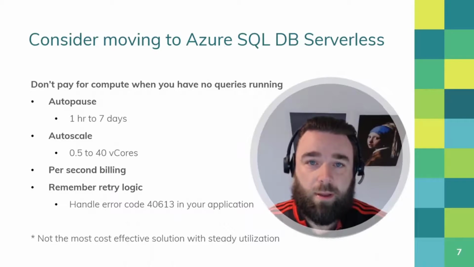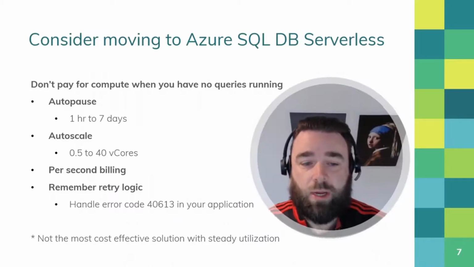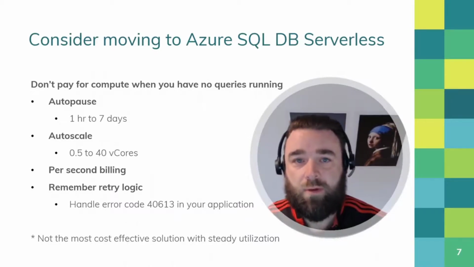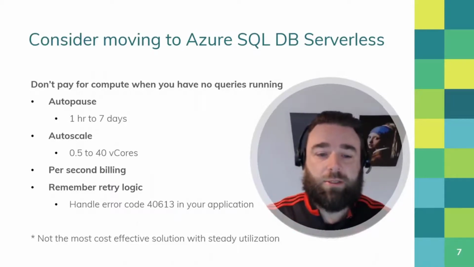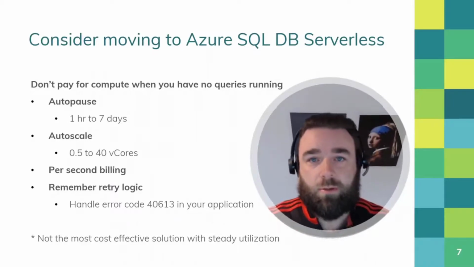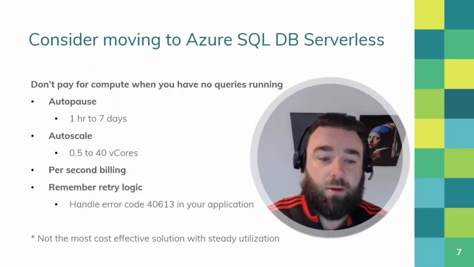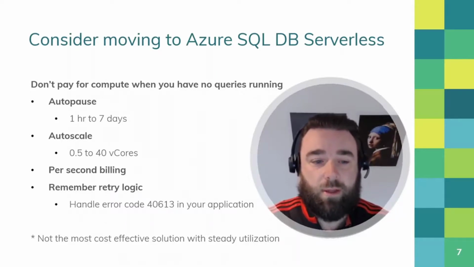Just remember that your application should have some retry logic in it. The error it throws out if the machine has been stopped and it's the first connection is 40613. So just make sure you're including that in your application to make sure that you're not throwing errors.